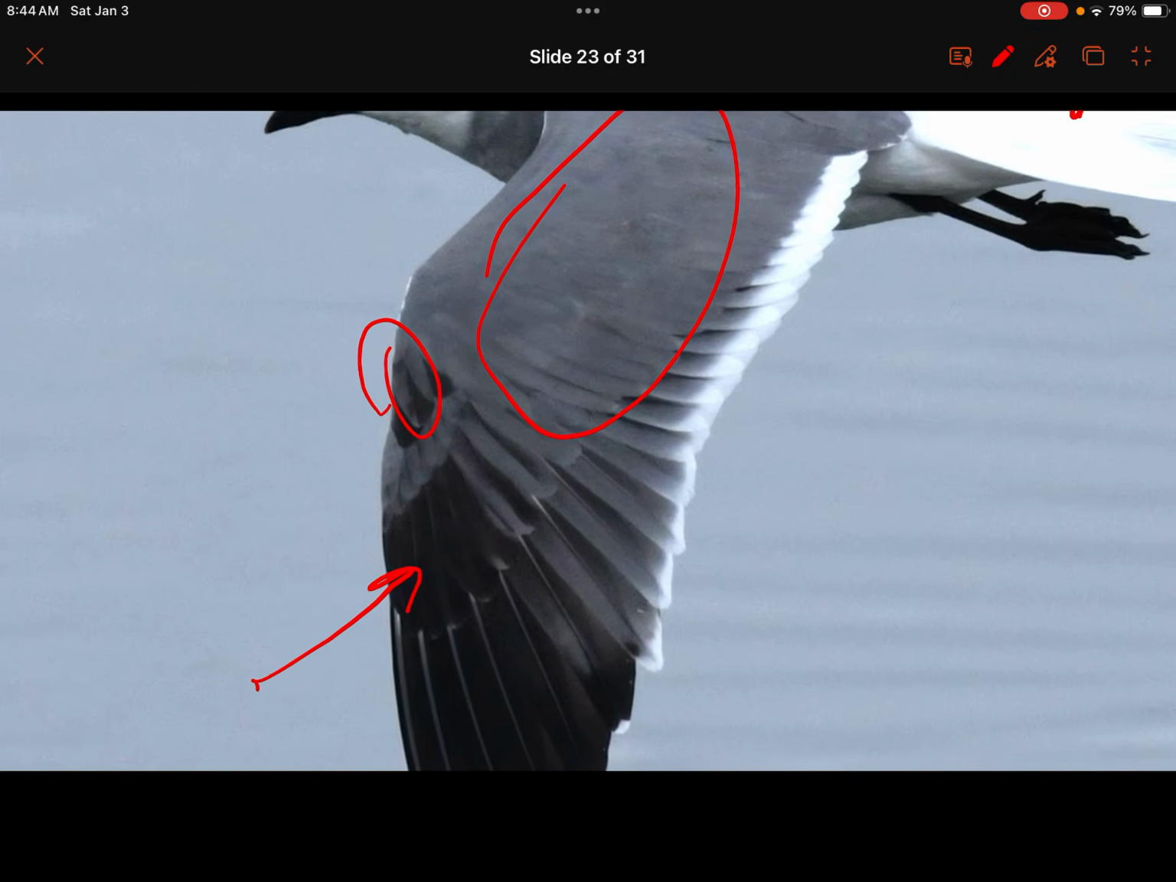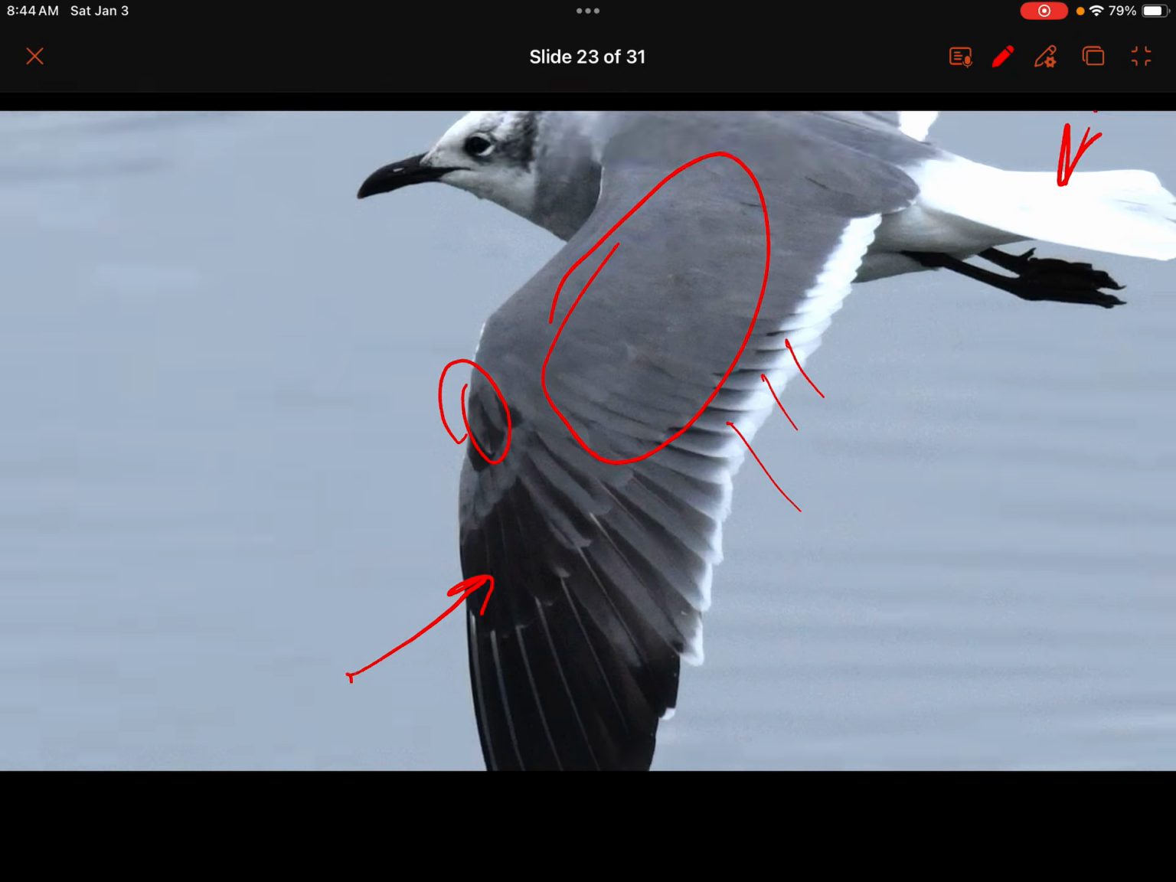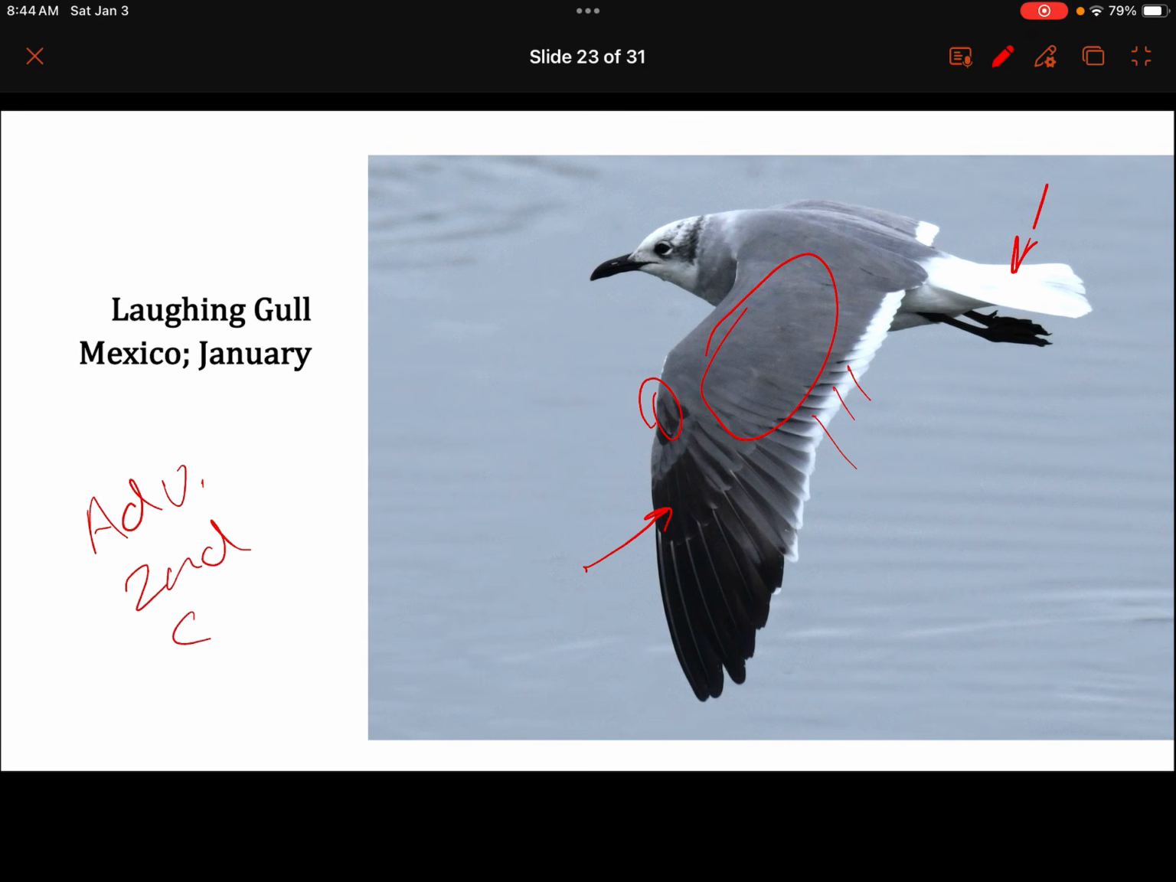I'm even seeing some dark on the secondary centers here, looking closely now. And so this could just be a very advanced, adult-looking second cycle laughing gull.